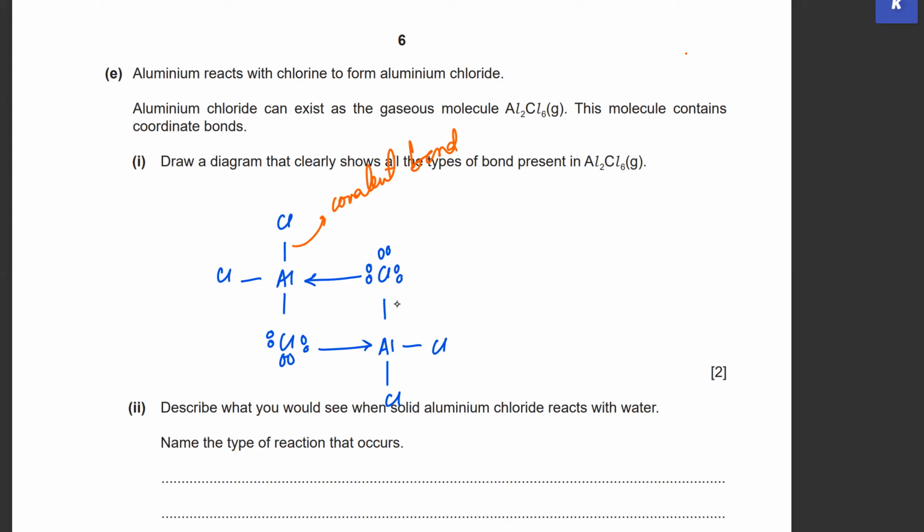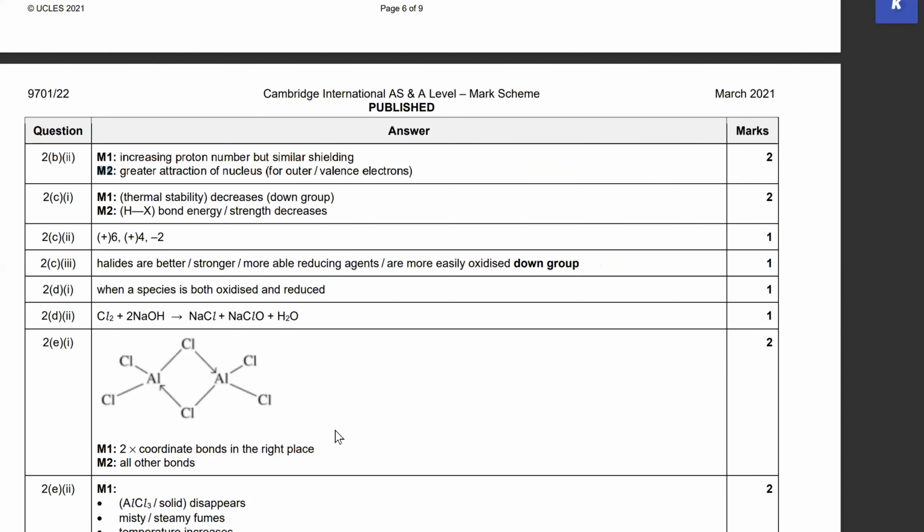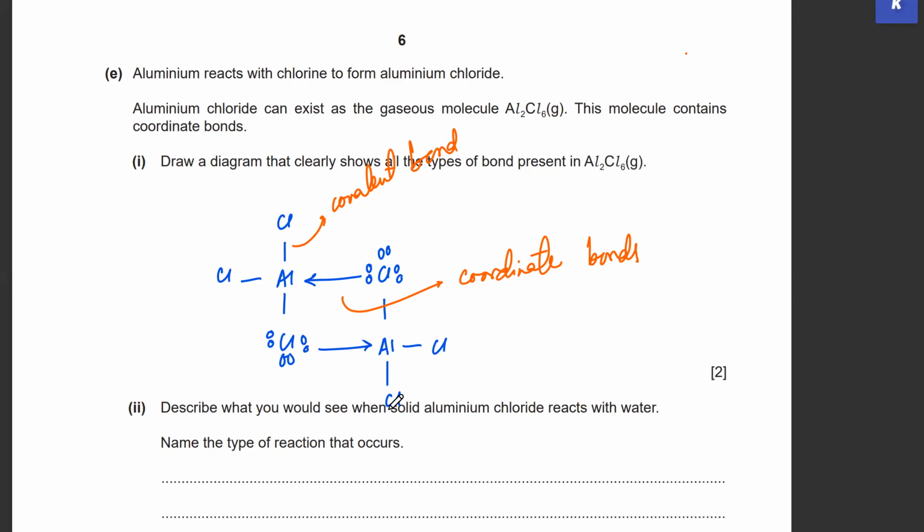And these ones over here, these are your coordinate or dative bonds. So just a 2-mark question, we can just go and have a look. I mean, that's it. You don't even have to show the lone pairs, but we did. So that's kind of a better version compared to that.